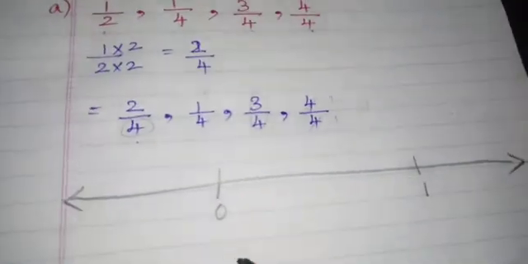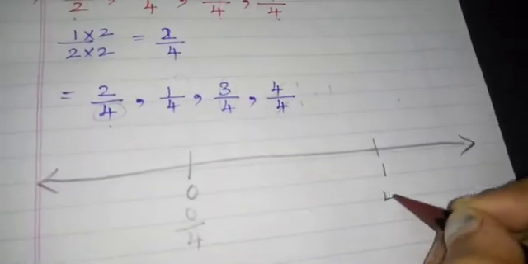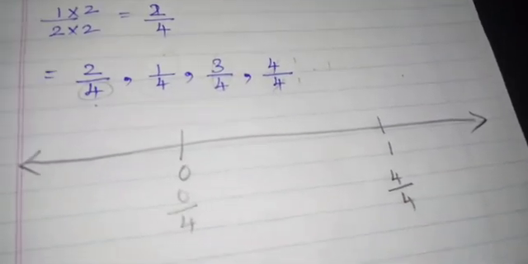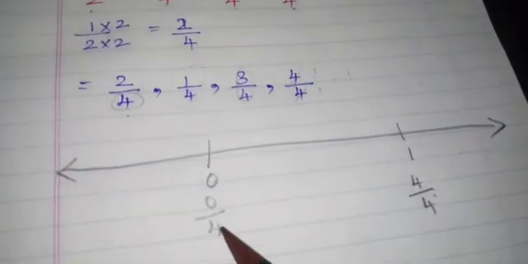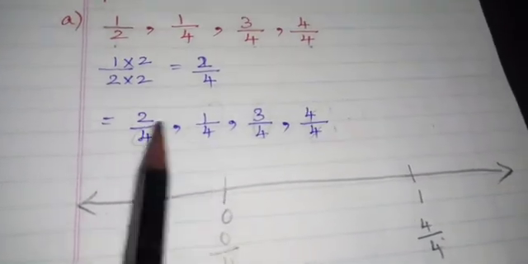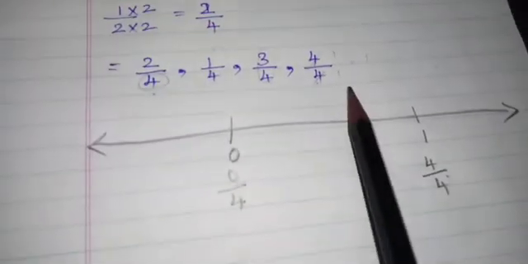Okay, so 0 can be written as 0 by 4. 1 can be written as 4 by 4. I told you, 1 can be written as 4 by 4. 0 can be written as 0 by 4 because our denominator is 4. All the denominators are 4. That is why I made all the denominators 4 now.